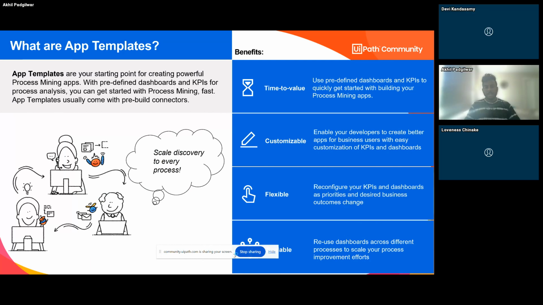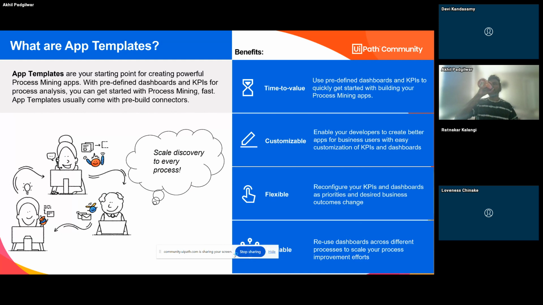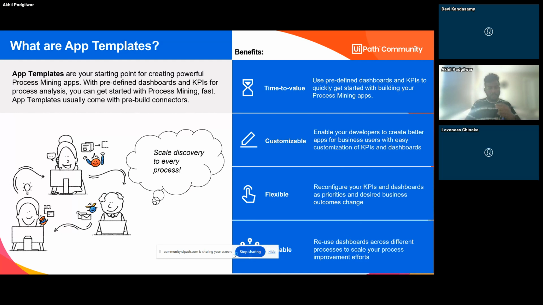Yeah, so we have a question. How can process mining be used in HR to see reasons for employee turnover? What will be the event, case ID, and timestamp in that scenario?